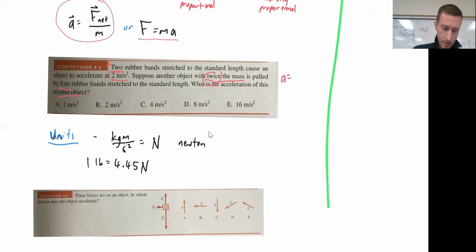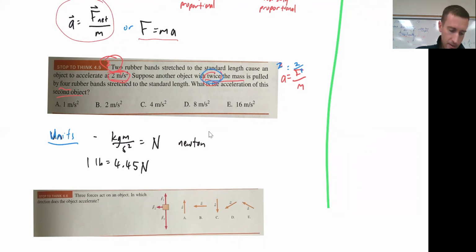A equals F over M. So the first one had 2 rubber bands and accelerated at 2 meters per second. Okay, so the acceleration was 2. So I'm going to draw this one. The acceleration was 2 meters per second squared. It had 2 rubber bands, and then the mass was, I'm going to say 1. So 2 equals 2 over 1. Cool. Now the next object had twice the mass.